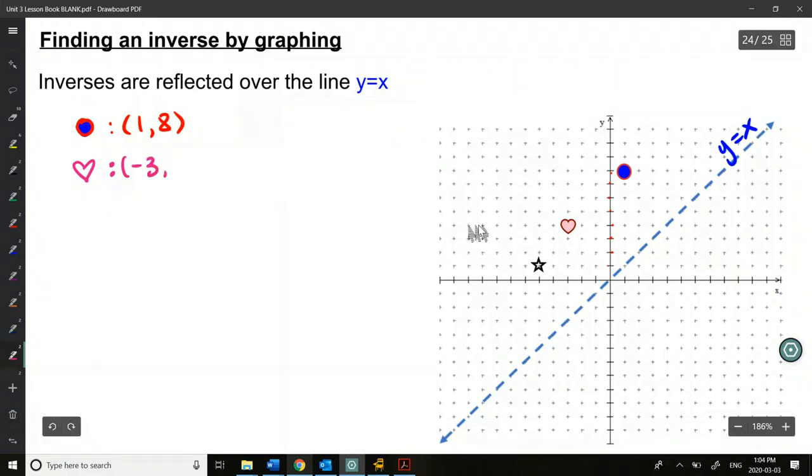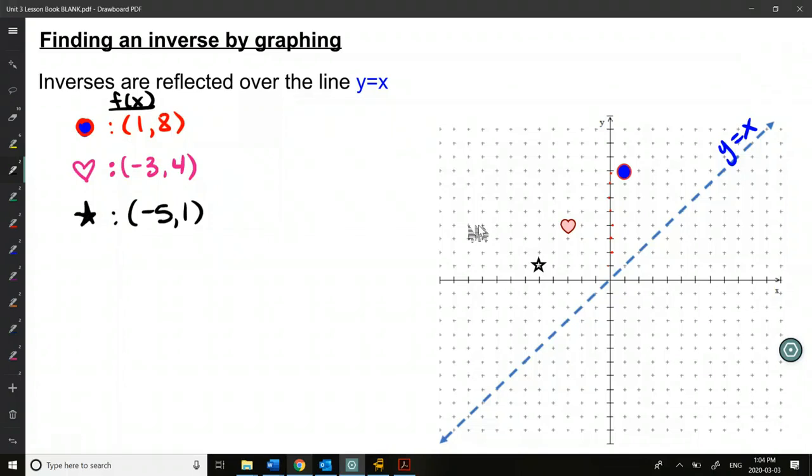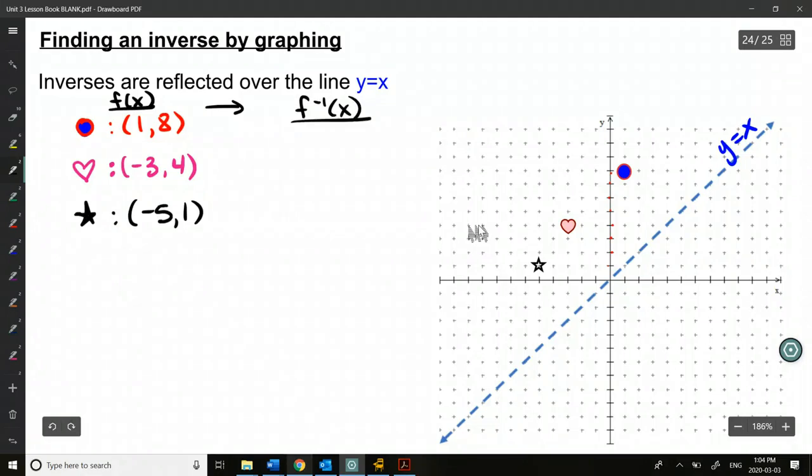-3, +4. Yep. And star? -5 and 1. Okay, so this is our regular function. Maybe we can call this the function f at x. So if these are the points, then f inverse of x is basically going to have the same things. Okay, so we'll get similar points, except the x's and y's are going to be swapped versions of one another. So we're going to have 8, 1 as our first one.